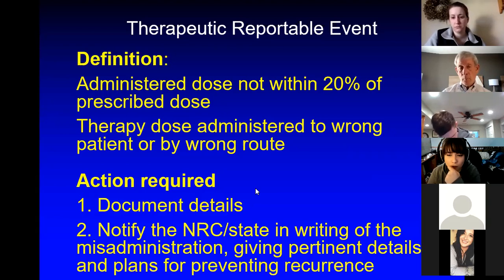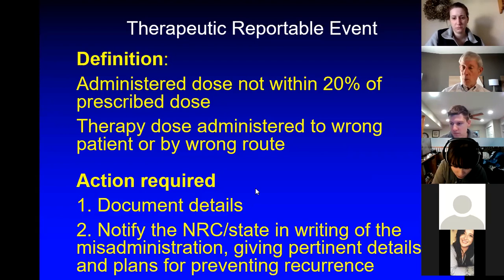However, if you give a therapeutic and you recognize that the dose is too low, you could always give more and get it back into the prescribed dose range. But if it's too much, you're out of luck. The other thing is that if a therapy dose is administered to the wrong patient or by the incorrect route, that of course would be totally a reportable event.